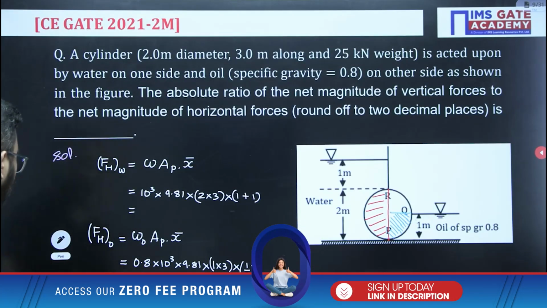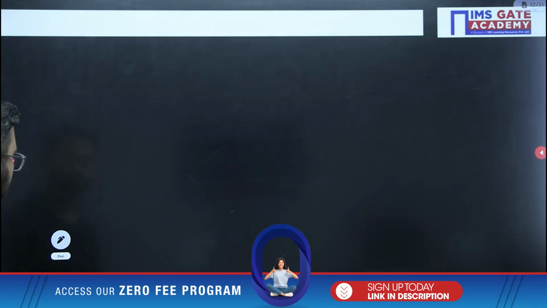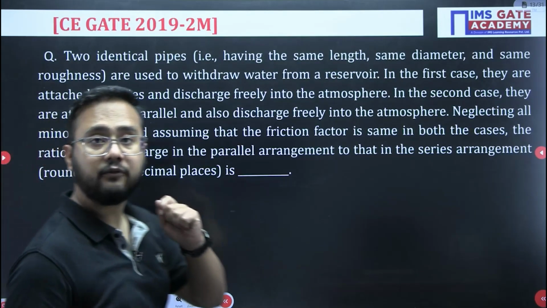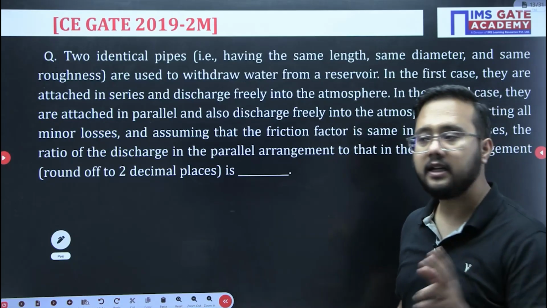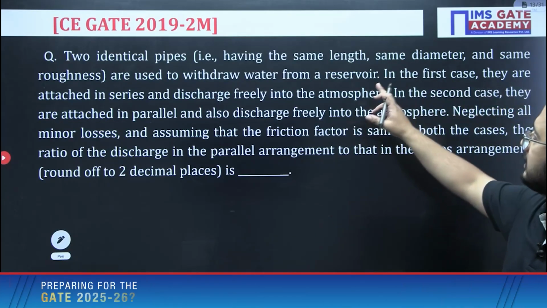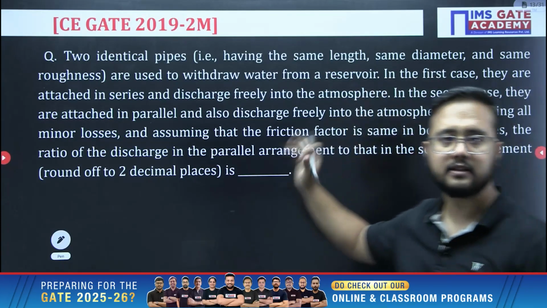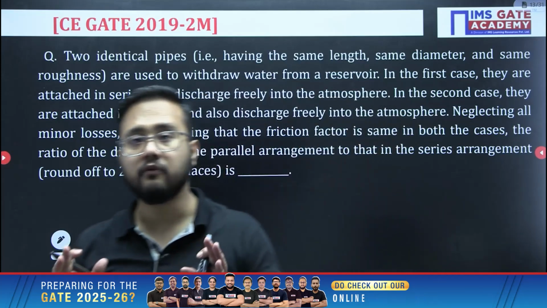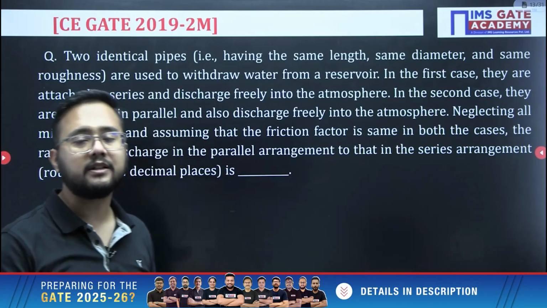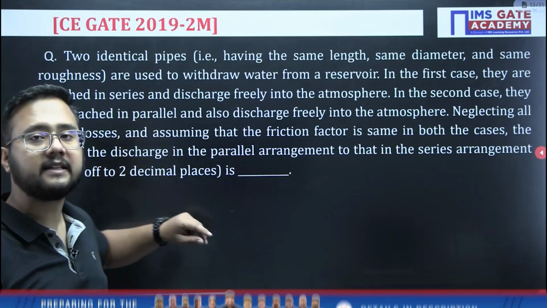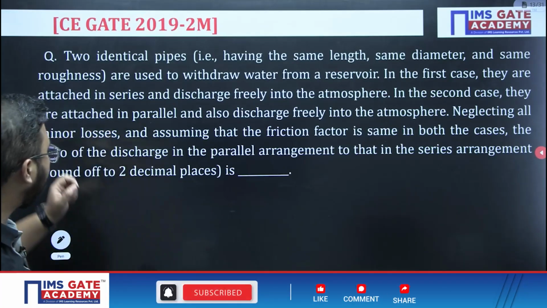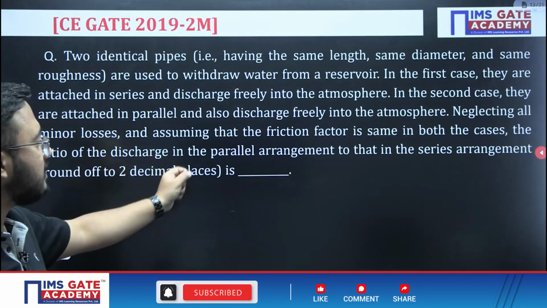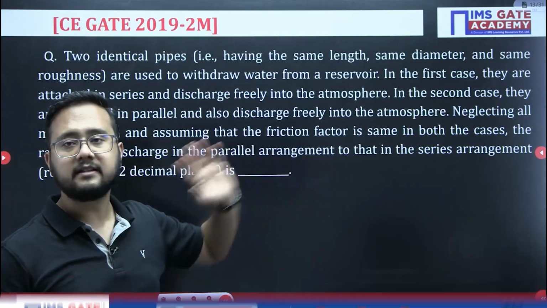Right. Now moving to the next problem. This one is again from the civil engineering GATE 2019 examination. So two identical pipes they have mentioned here, having the same length, same diameter and the same roughness, used to withdraw water from a reservoir. In the first case it is connected in series, in the second case in parallel. We have to find the ratio of the discharge in the parallel arrangement to the series arrangement.